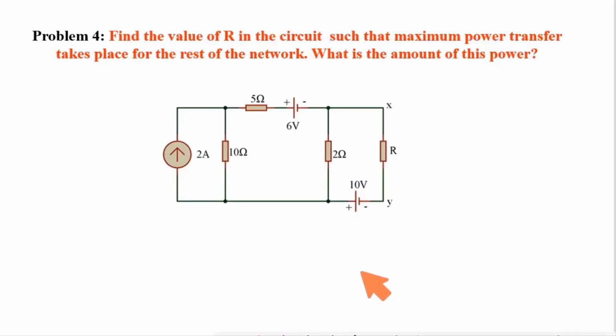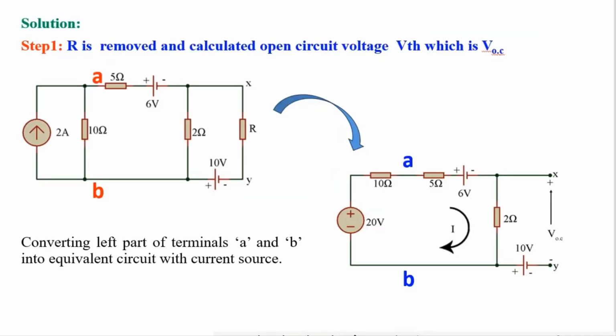Problem 4. I need to find out the value of this load resistance to get maximum power at load. Also I need to calculate the value of maximum power at load. I am following the maximum power transfer theorem. First I need to find out VTH or open circuit voltage. This is the main circuit.